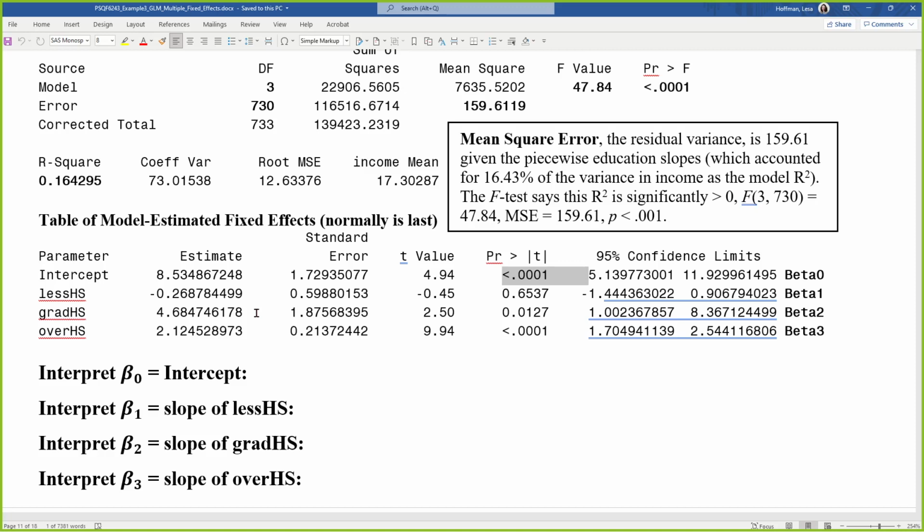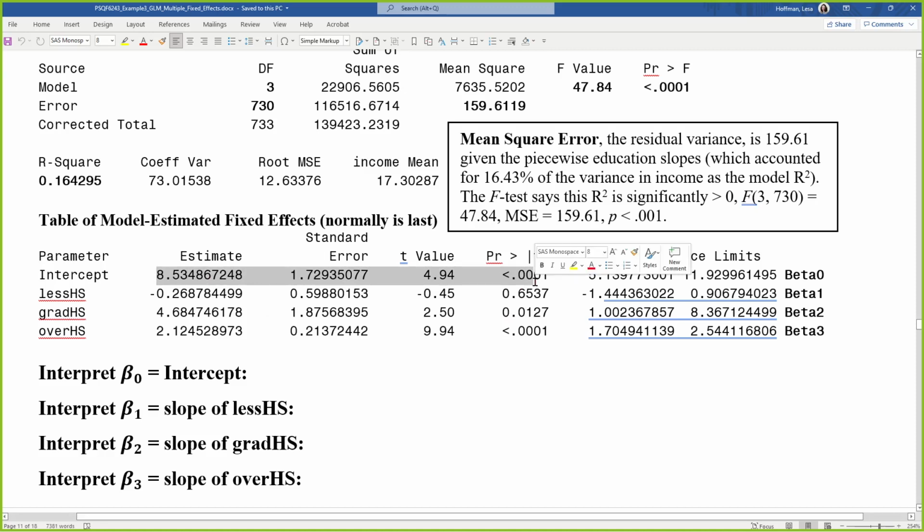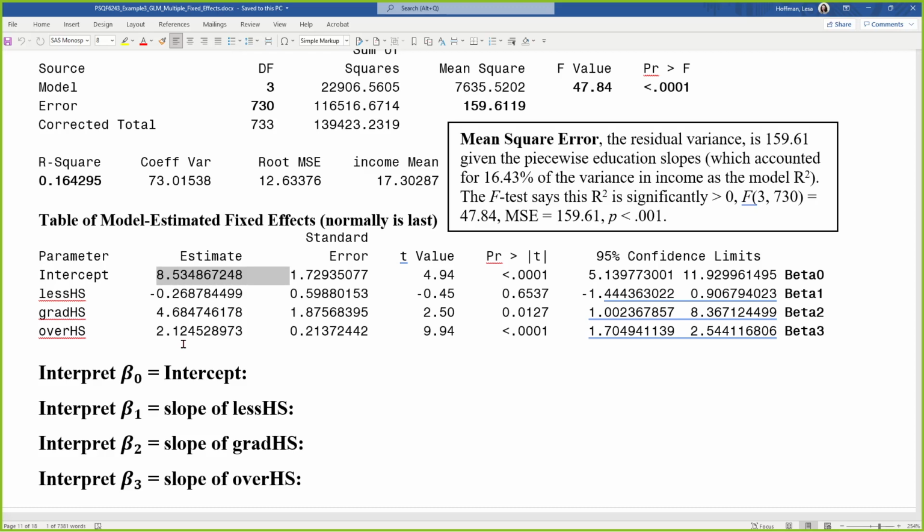So the intercept tells us that people who have an 11th grade education make $8,500 a year. And the null hypothesis this is being tested against is 0. So yeah, it means that $8,500 is not 0. I bet to those people it sort of feels like it, though. That does not go very far.